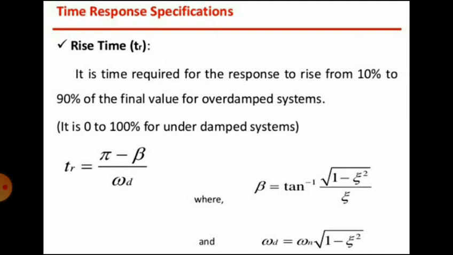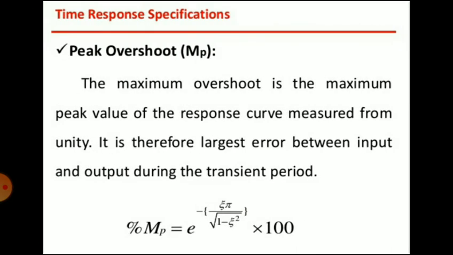Then rise time, that is TR. It is the time required for the response to rise from 10% to 90% of the final value for overdamped systems and 0 to 100% of the final value for underdamped systems. So the formula is TR equals (pi minus beta) upon omega d, where beta equals tan inverse of (under root 1 minus zeta square) upon zeta, and omega d is equal to omega n under root 1 minus zeta square.